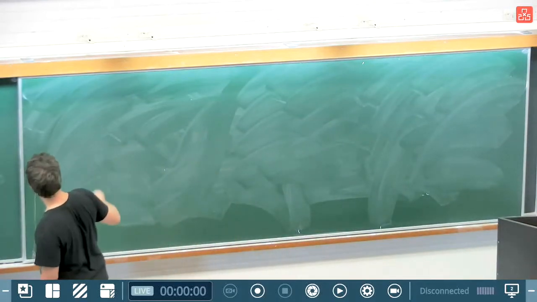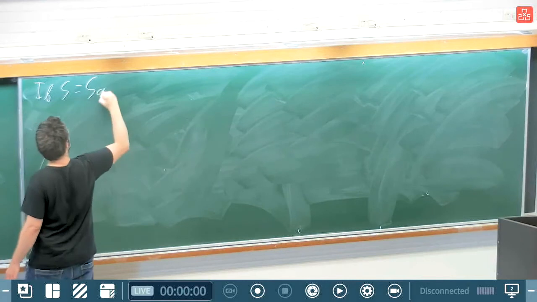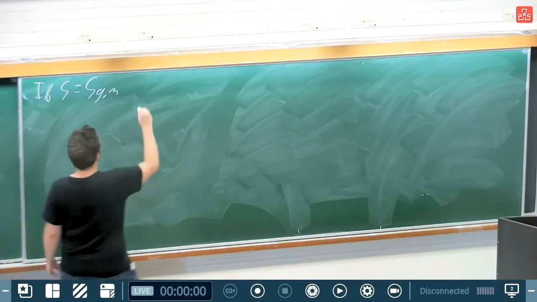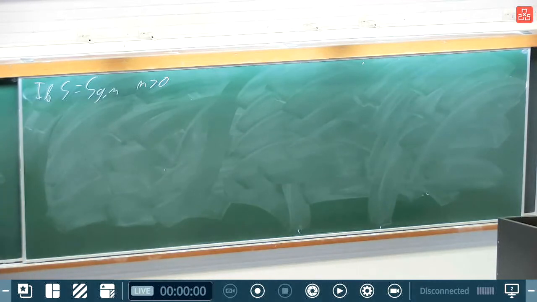So if I want to be even more specific, let's say S is a surface of genus G with n boundary components, and I want n to be at least one. Okay. So this is something that will show up a lot during this lecture: the case of punctured surfaces is actually much easier. There are several equivalent ways of saying why it's easier. One of them is that the fundamental group is actually free.